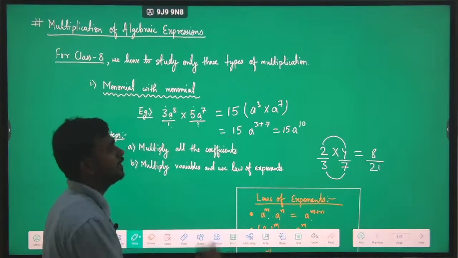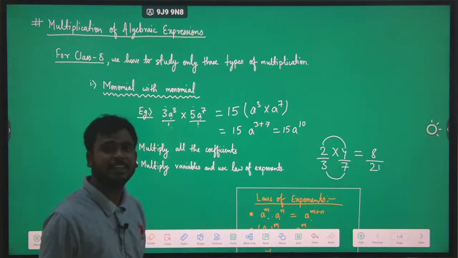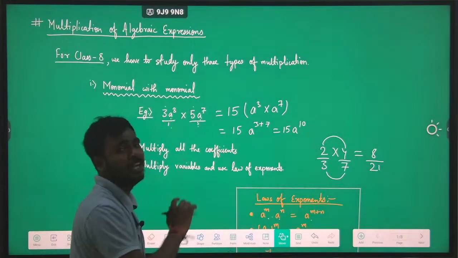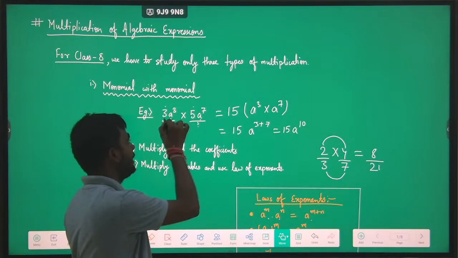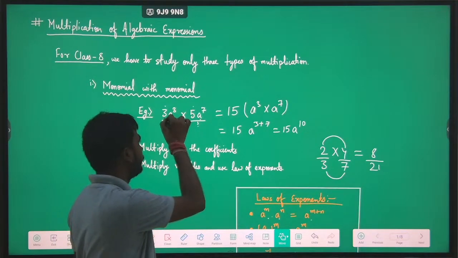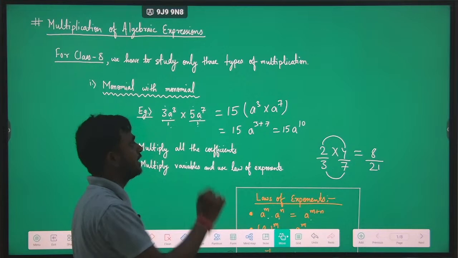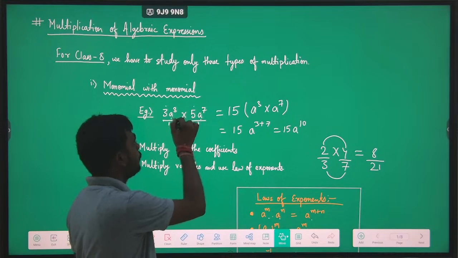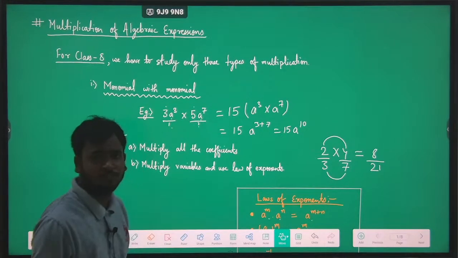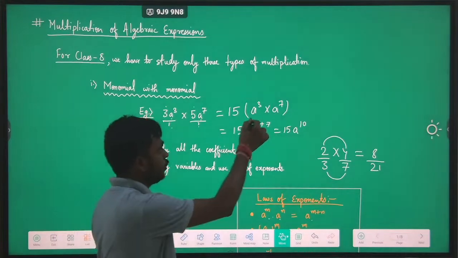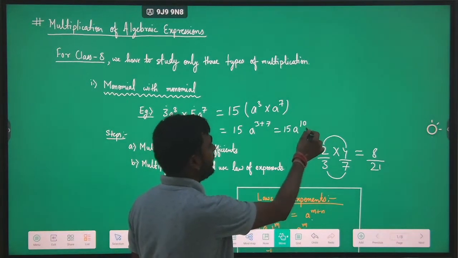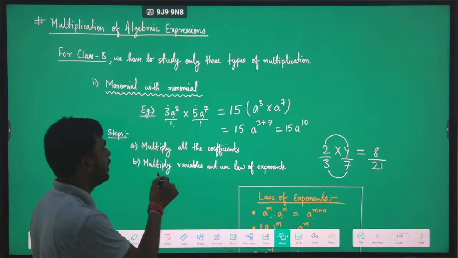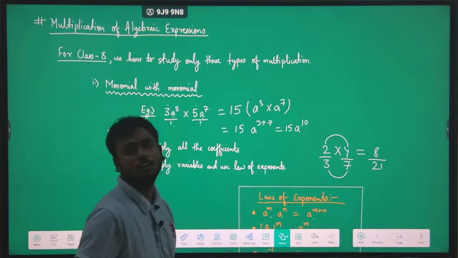So this way we can solve any monomial with any other monomial. Okay. So what do we have to follow? We have to follow two things. First of all, multiply the coefficient of the first monomial with the coefficient of the second monomial. This 3 into 5 will be 15. After that, we have to multiply the variables with the variables of the other monomial. So this a to the power 3 into a to the power 7 will be a to the power 10. How? By using the law of exponents. So we have to multiply variables and use the law of exponents.